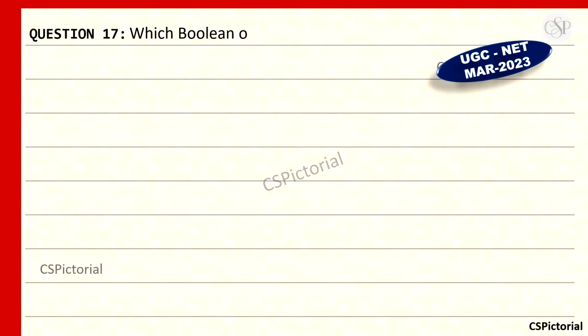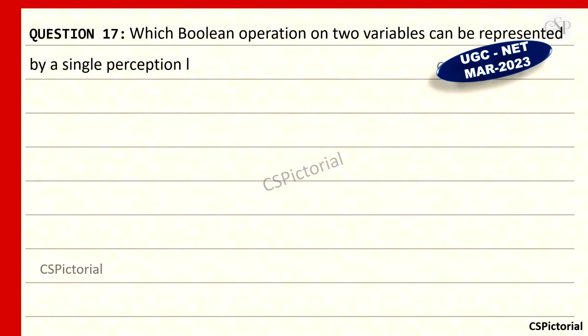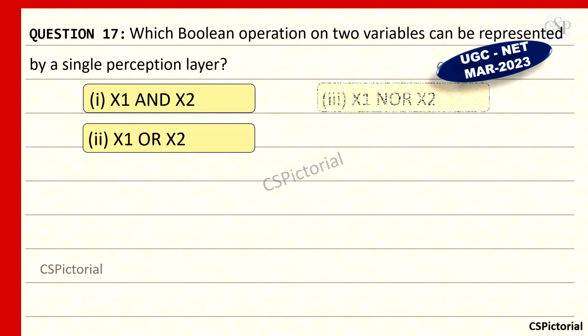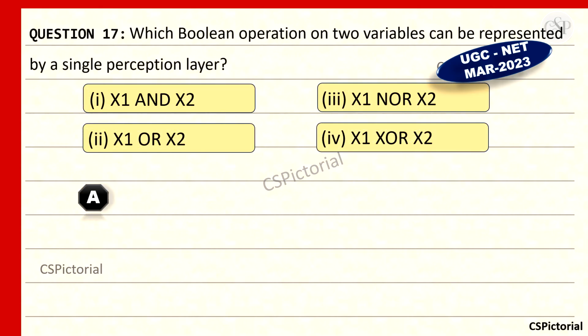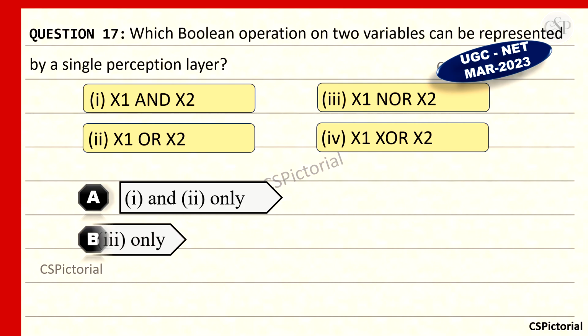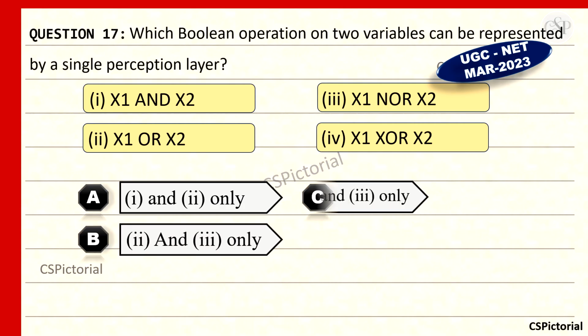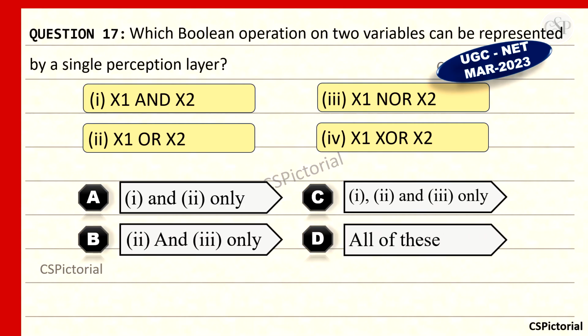Which Boolean operation on 2 variables can be represented by a single perceptron layer? The answer is option C, 1, 2 and 3 only, which means the AND operation, OR operation, NOR operation can be represented by a single perceptron layer. Let's try to understand what the single perceptron layer means.